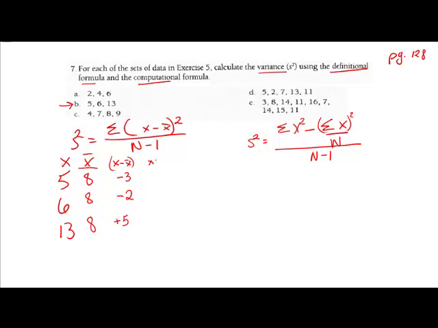Now I'm going to square it. x minus x bar squared. Negative 3 times negative 3 is a positive 9. Negative 2 times negative 2 is 4. 5 times 5 is 25. So I've done this part of my equation. Now I just need to sum it up. So 9 plus 4 is 13, plus 25 is 38.